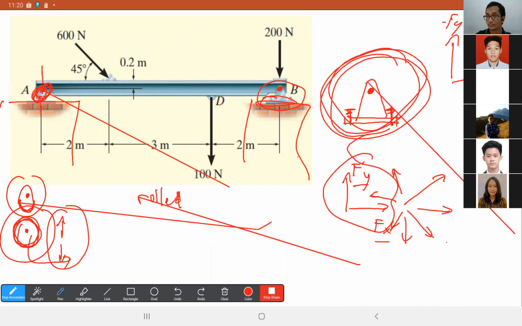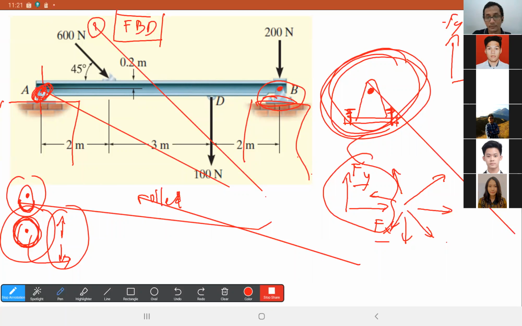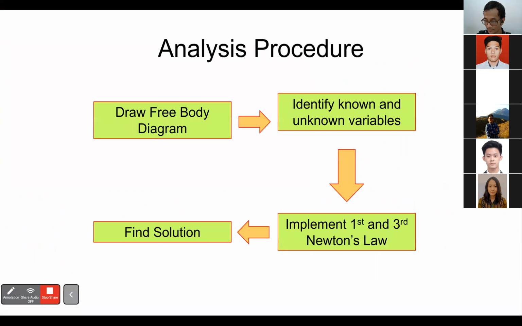Because we must not draw it that way. Just now, remember about this, right? Just now I told you that the first step for us to solve the problem is to draw the free body diagram, right? This is the first step when we want to solve all statics problems.